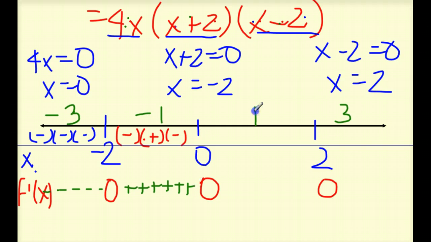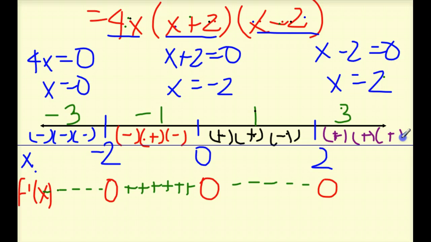Let's do this for positive 1 now. This is going to give me a positive value. This is going to give me a positive value. And this is going to give me a negative value. So if I multiply all of these, I'm going to see that I always get a negative derivative. And if I plug in positive 3, I'm going to get a positive times a positive times a positive, which will always give me positive values. So all I'm doing is picking test values right here to see what's supposed to happen to my derivatives.